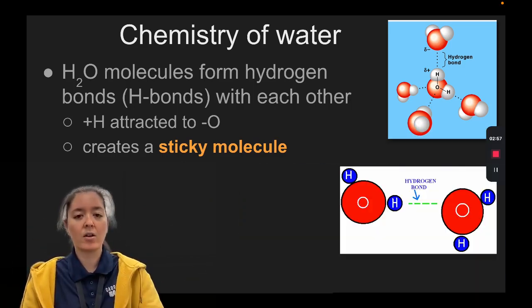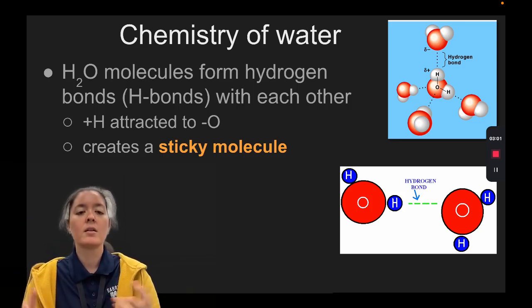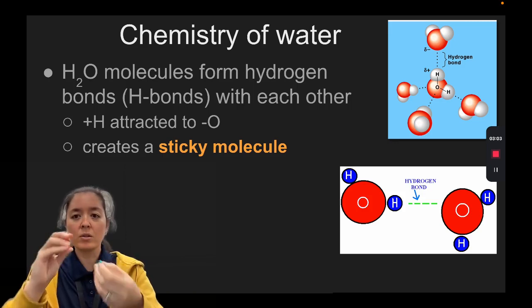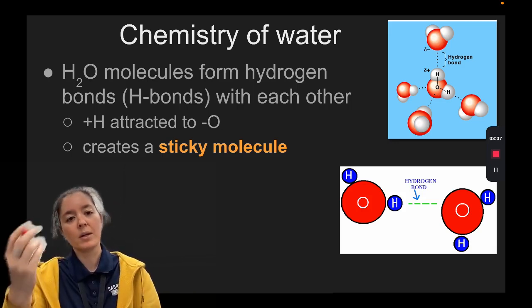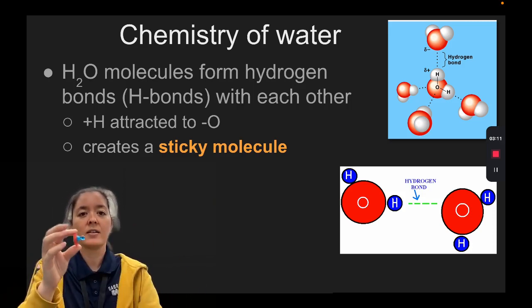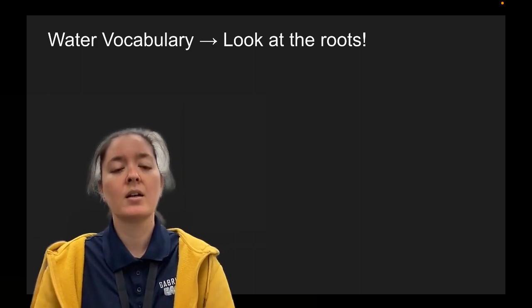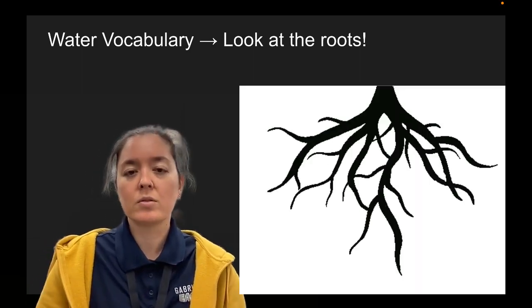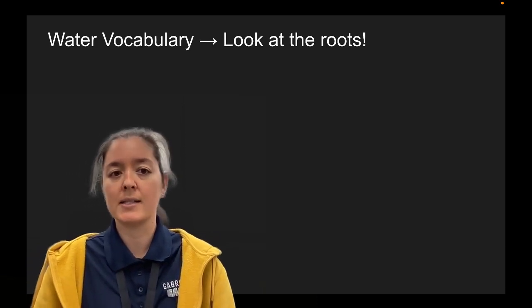So whenever our molecules are passing each other, when it's in liquid or gas form, those slightly polar molecules, the little bit more negative oxygen and the little bit more positive hydrogen, are attracted to each other and they stick together. Some really important vocabulary. We're going to look at roots. We're going to use a lot of words that are root-based in biology and science.